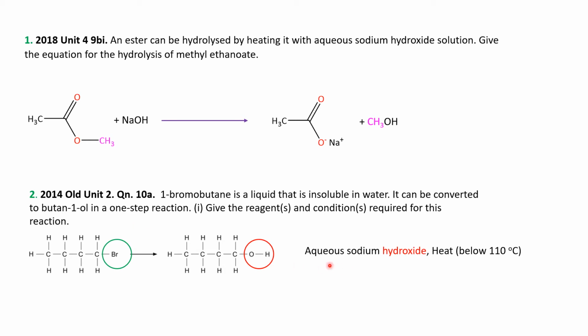In this case we use aqueous sodium hydroxide and heat below 110 degrees Celsius, obviously because you've got water in there, and it's the aqueous sodium hydroxide that leads to the substitution reaction. If you use ethanolic sodium hydroxide you get an elimination reaction. So those are keys, if you like, for how to answer the A-level questions appropriately.